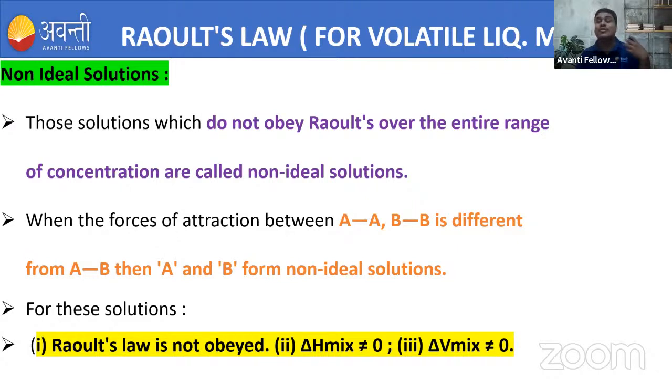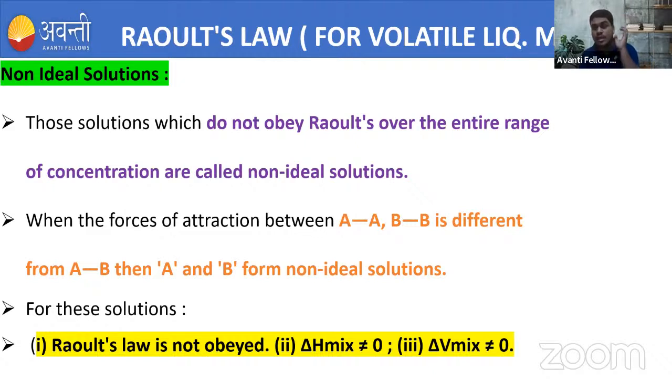So what are non-ideal solutions? Just like ideal solutions obey Raoult's law, in which the force of attraction between solute-solute and solvent-solvent is equal to the force of attraction between solute and solvent. How can you define a non-ideal solution? Basically, those solutions which do not obey Raoult's law over the entire range of concentration, either you increase concentration or you decrease concentration by dilution or anything. So those solutions which do not obey Raoult's law over the entire range of concentration are called non-ideal solutions.